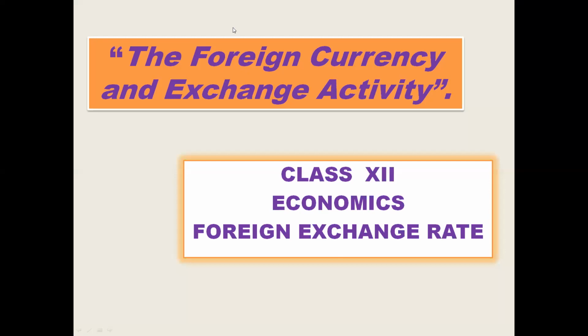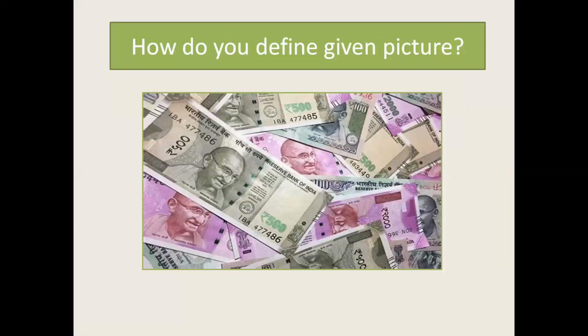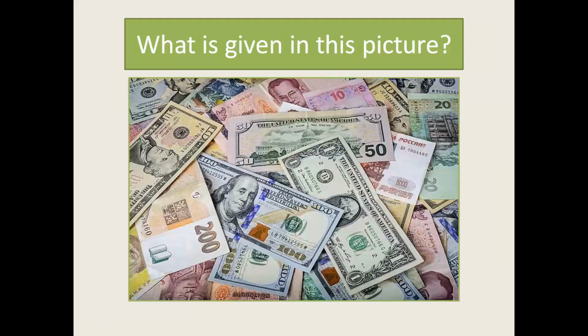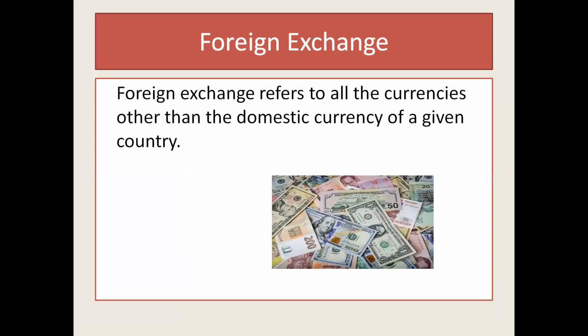Now tell me, what do you see in this picture? Right, Indian notes or Indian currency. Each nation has its own currency. Now, what is being given in this picture? Yes, currencies of different countries. In economics, we call currencies of different countries as foreign exchange. Foreign exchange can be defined as all the currencies other than domestic currency. For example, with respect to India, Indian rupee is being considered as domestic currency, whereas US dollar, yen, pound are being considered as foreign exchange.